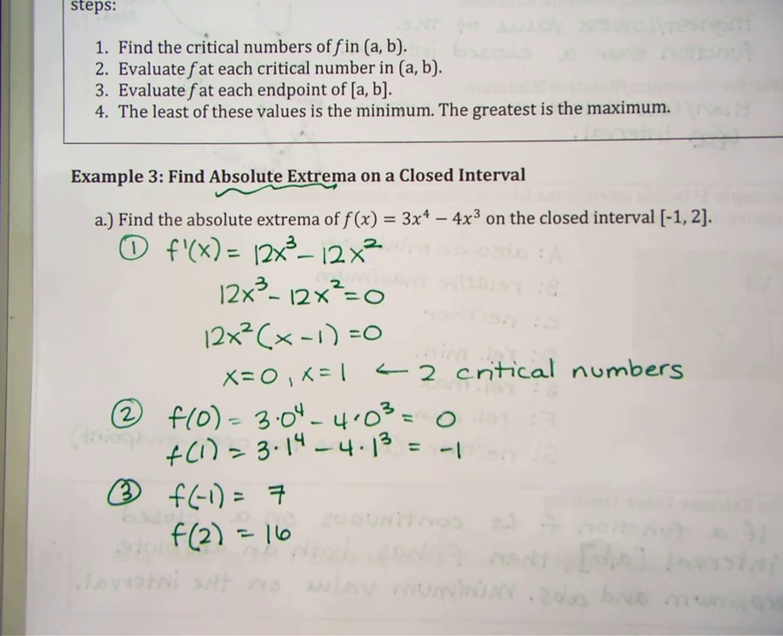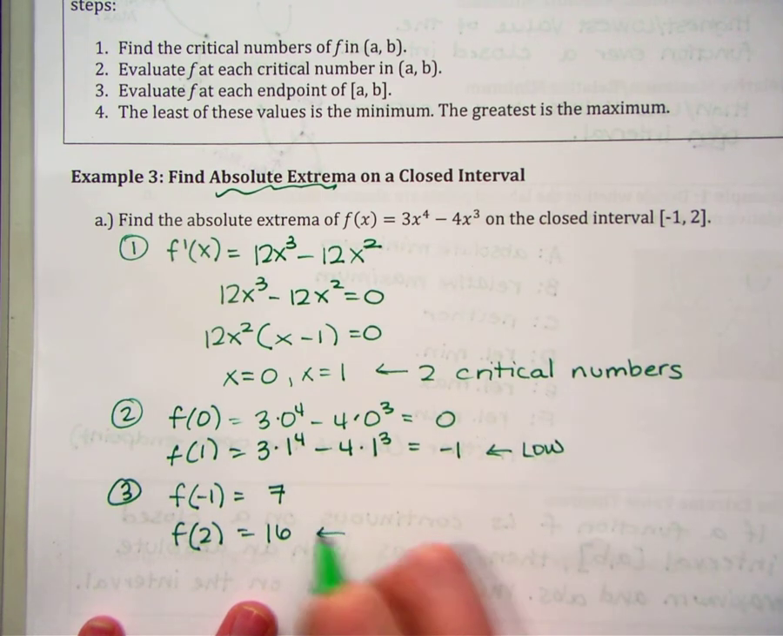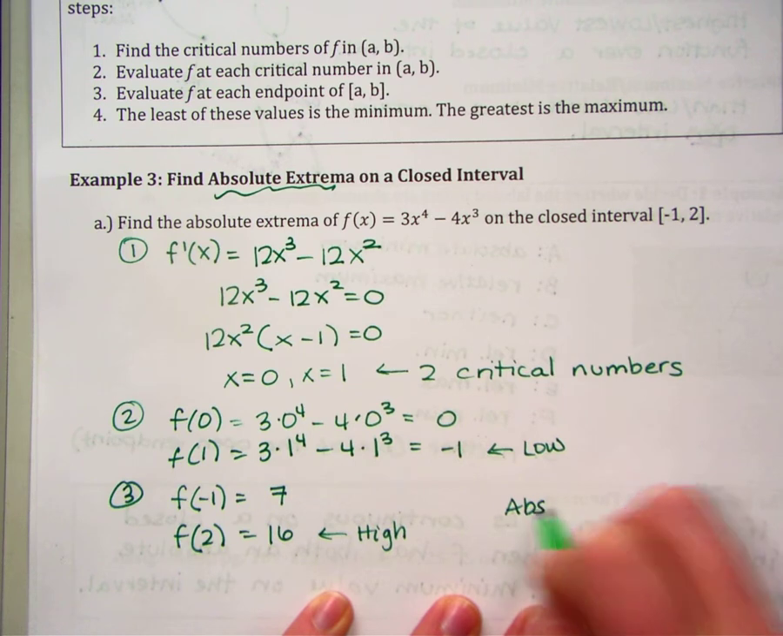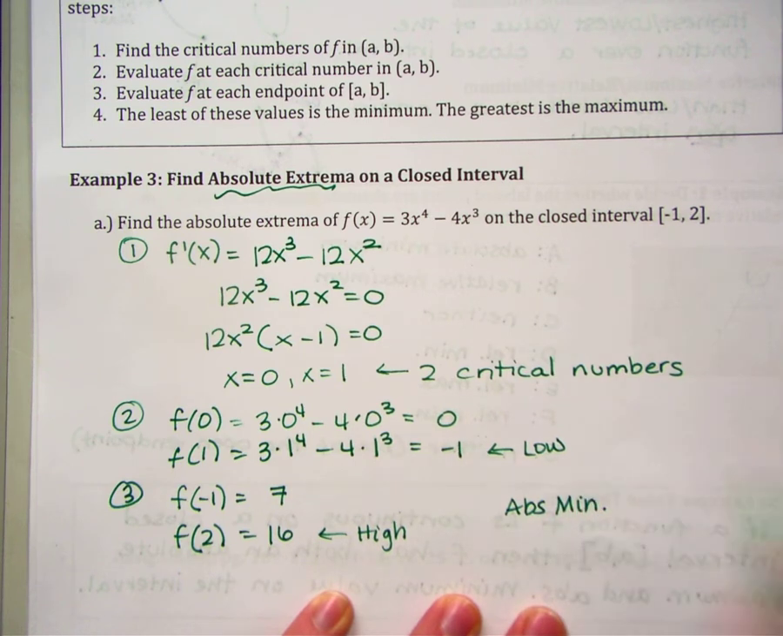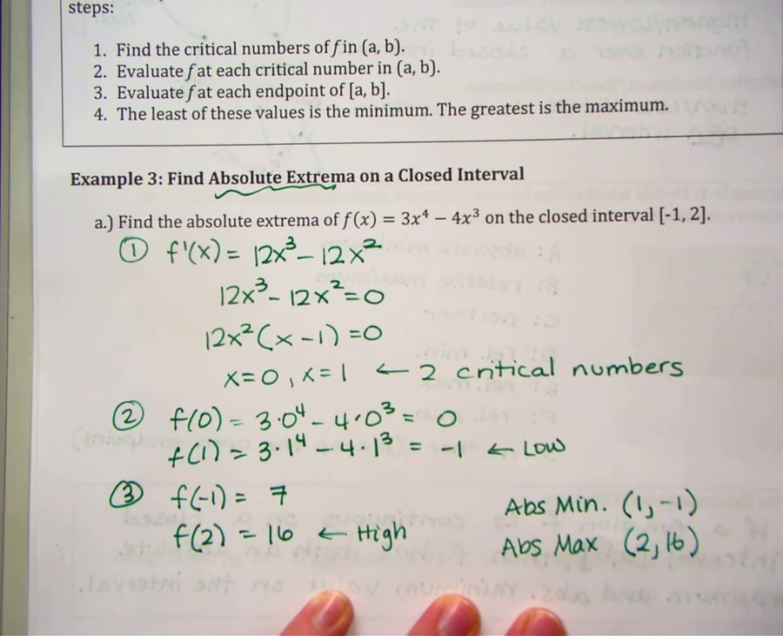Step 4 is to evaluate and determine your answer. If I'm looking for the highest and the lowest, then what are they between these 4 numbers? My lowest is right here, and my highest was at 16. So that means that I have an absolute minimum value at the coordinate (1, negative 1), and I have an absolute maximum value at the coordinate (2, 16). And so those are my solutions.